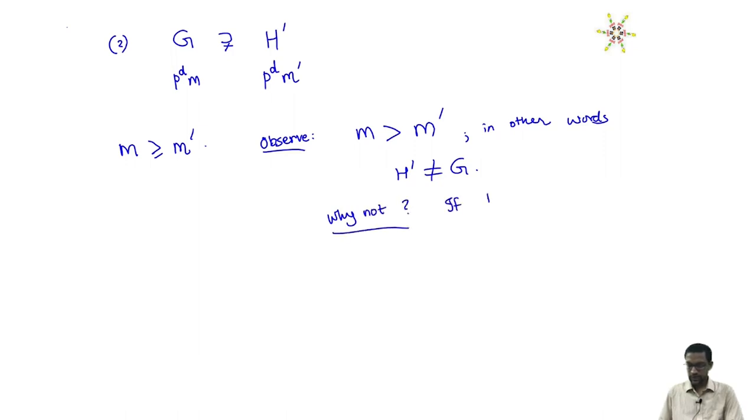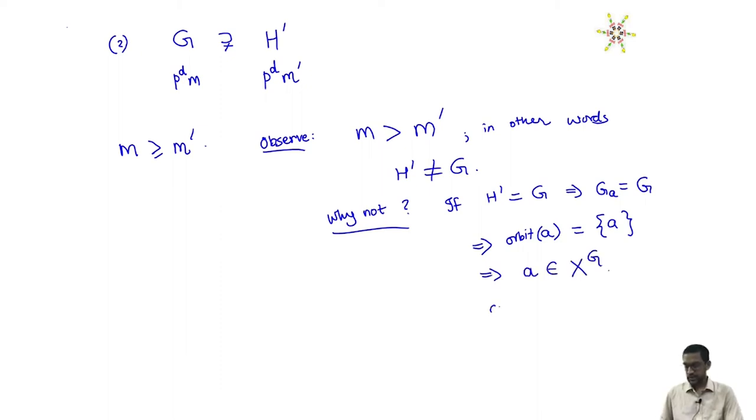Because if H dash, the subgroup we have constructed, is the whole group G, then, well, what was H dash? It was the stabilizer of that element A. If the stabilizer of that element is the whole group, then that just means that every element of the group stabilizes that element A. In other words, the orbit of A is just the singleton A itself. Or if you want to think in terms of cardinalities, the cardinality of the orbit is just one. Now what does that mean? It means A is a fixed point. But that's a contradiction. Remember, this was a fixed point free action. So that's why we're using that property: since it was a fixed point free action, the stabilizer of that element A is a proper subgroup of the big group.